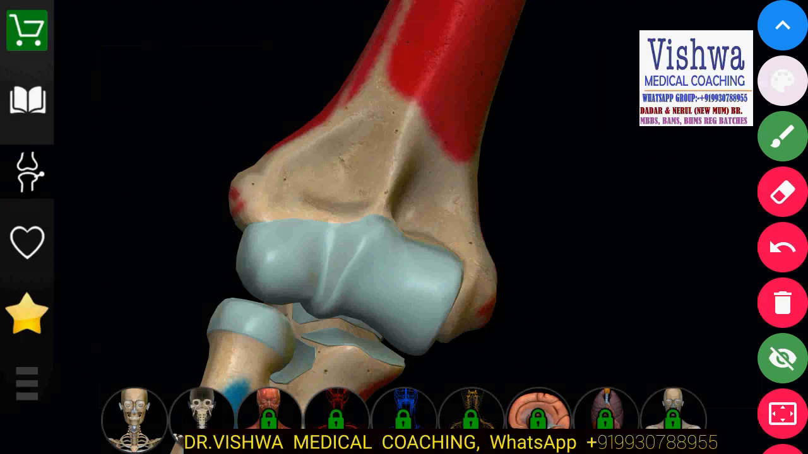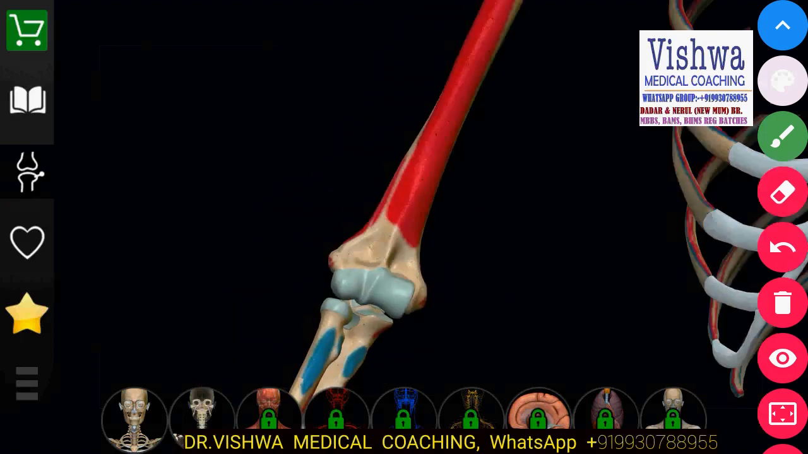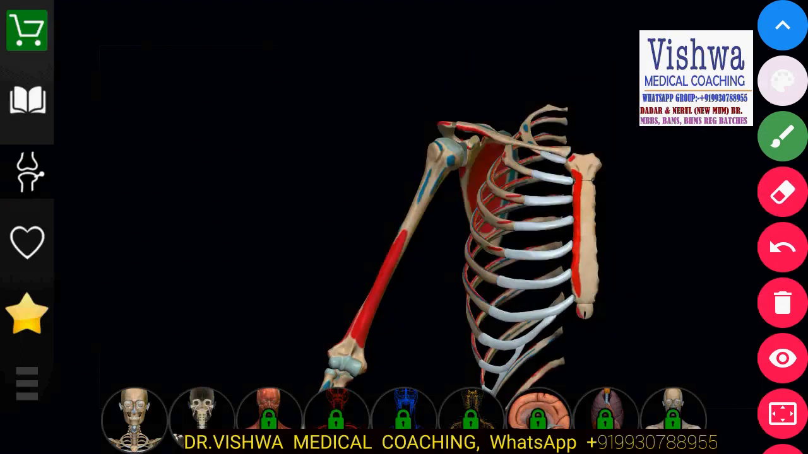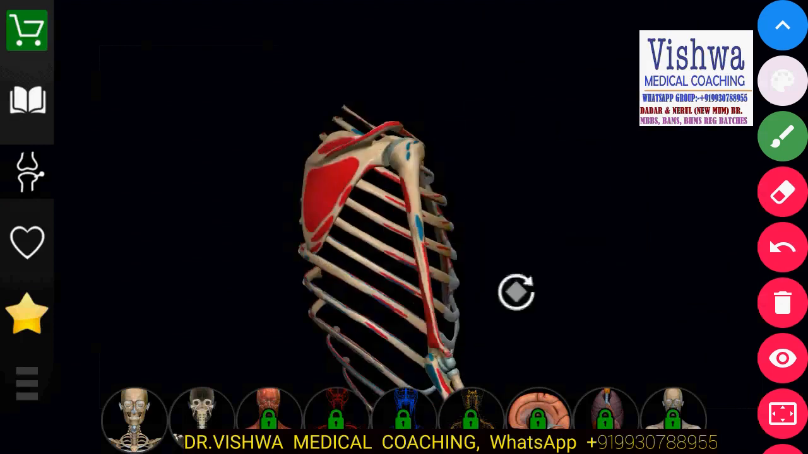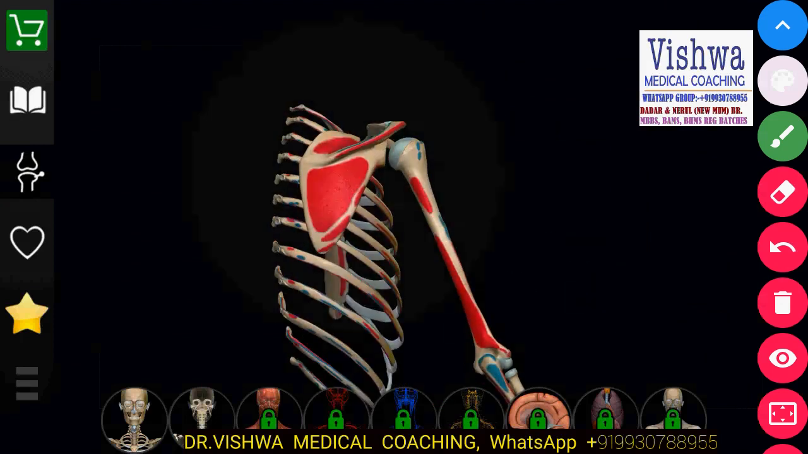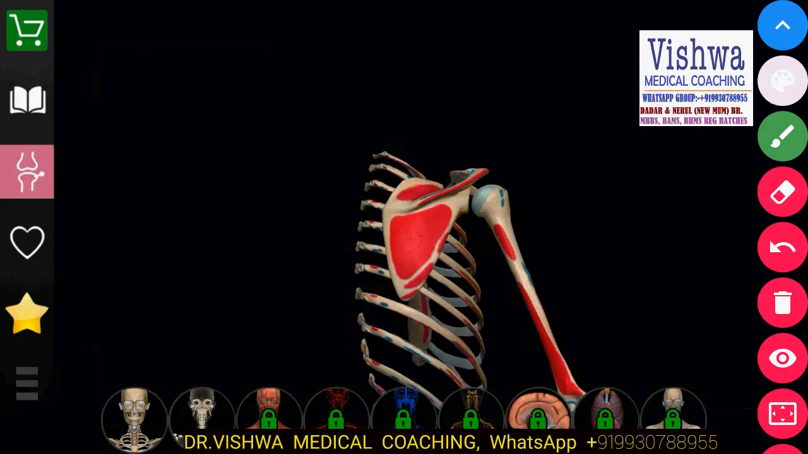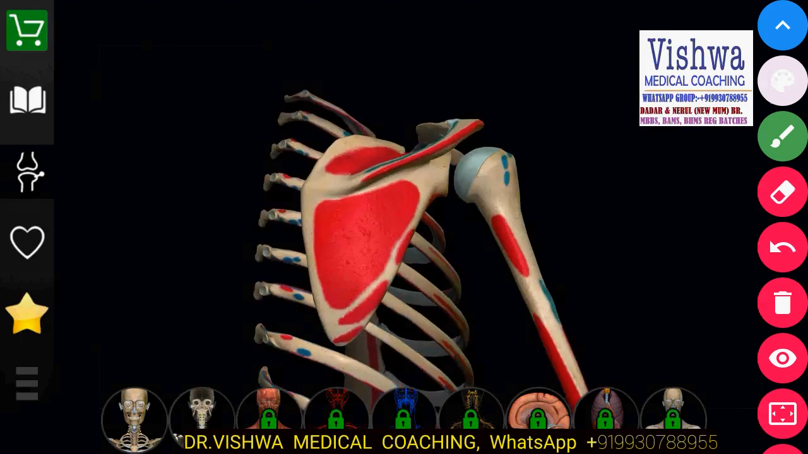Let's go to the other bone. Let's go to the scapula. One second. Just give me a minute. Let me set it properly.